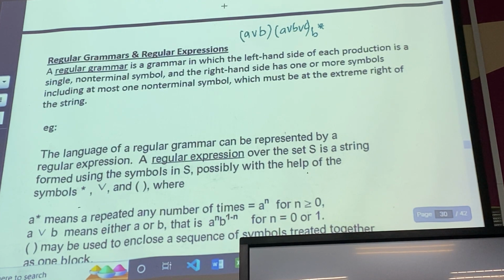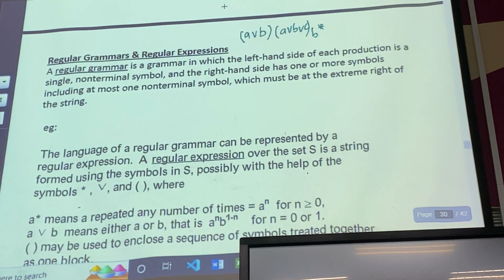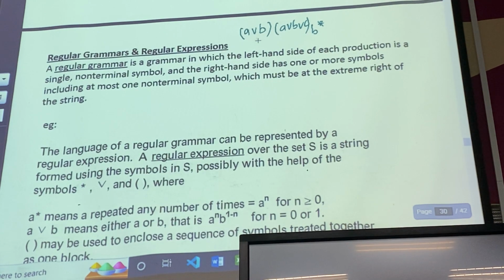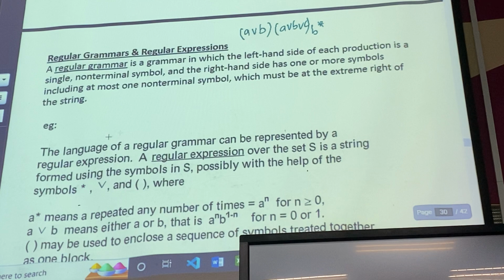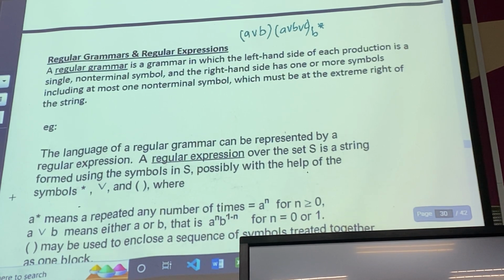Okay, so we will look at how to write this. This one we call a regular expression. The symbols we use are all these. So I will show you an example of how to write this.